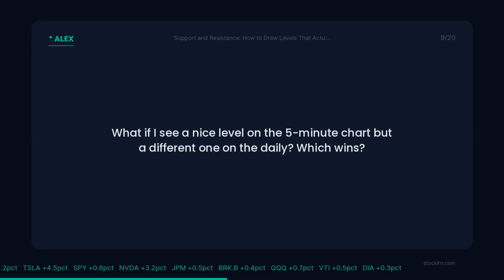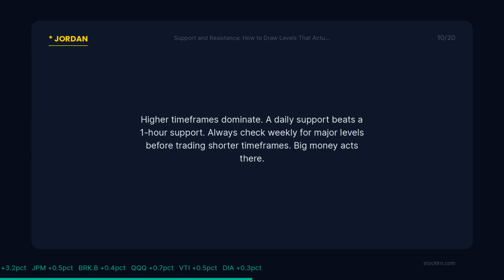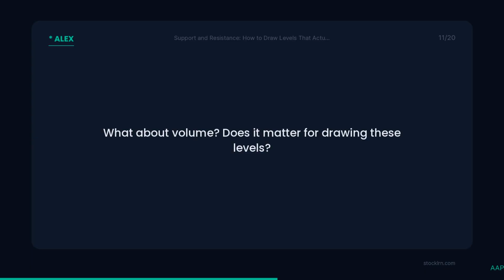What if I see a nice level on the 5-minute chart but a different one on the daily? Which wins? Higher timeframes dominate. A daily support beats a 1-hour support. Always check weekly for major levels before trading shorter timeframes. Big money acts there.